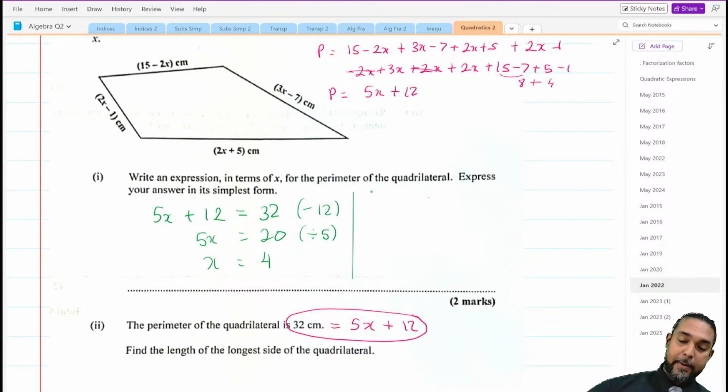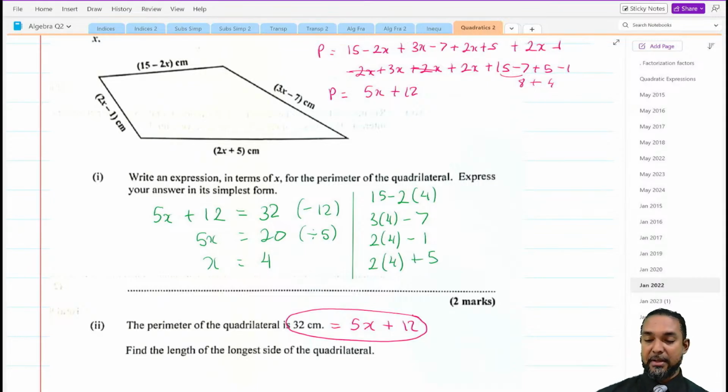Right? So you have 4 of them. You have 15 minus 2x. You have 3x minus 7. You have 2x minus 1. And you also have 2x plus 5. Right? So we could probably already eliminate the first one and the third one, but let's work it out.